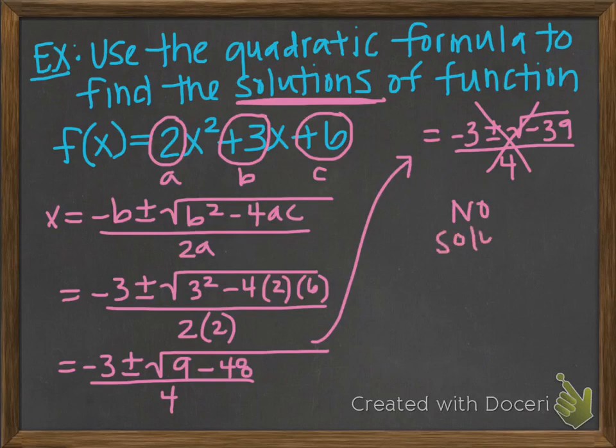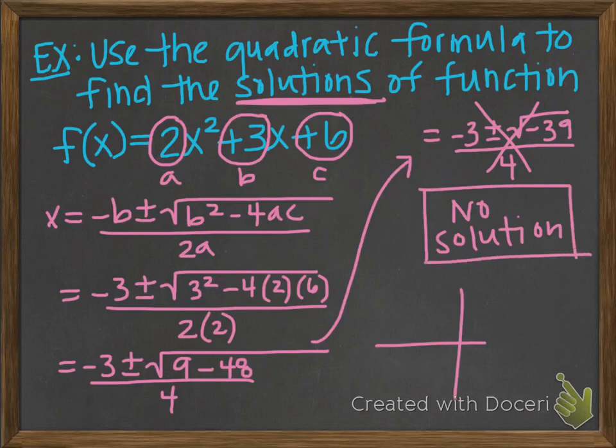So this is the other kind of scenario you might encounter. All no solution means is that on our graph, our parabola is either completely above our x-axis or completely below. It doesn't ever touch the x-axis. So go back, write down that quadratic formula, know how to use it, practice.